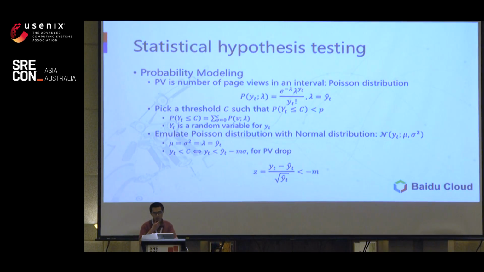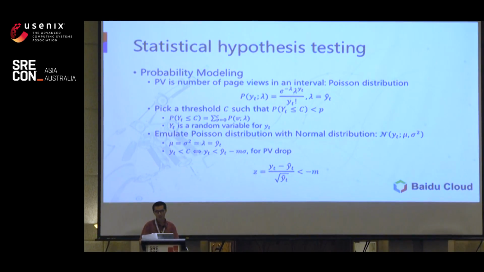Suppose we focus on the PV drop. We need to pick a threshold C such that the probability of y_t smaller than C is smaller than a very small value p. The probability of y_t smaller than C can be computed by summing all the probabilities of y_t smaller than C. So a proper C can be found by gradually summing up the probabilities starting from 0. Usually, the PV number is at the scale of several 100,000. Searching for C in this way would be computationally intensive.